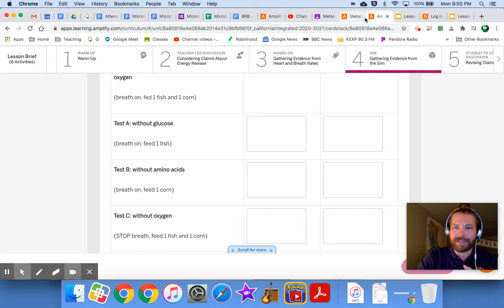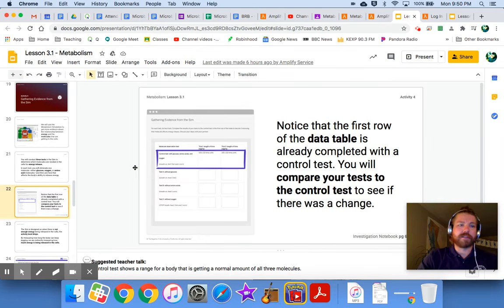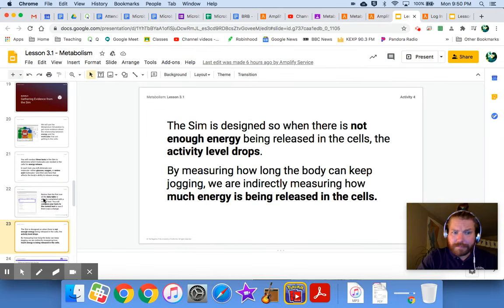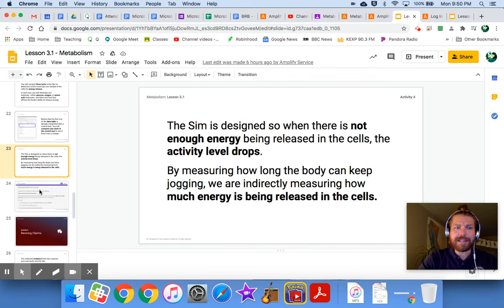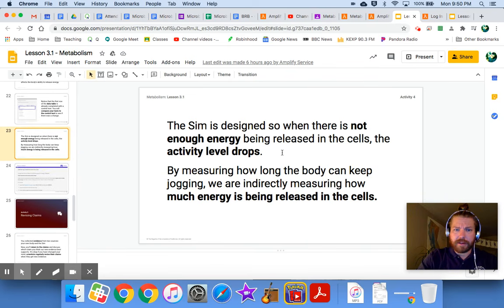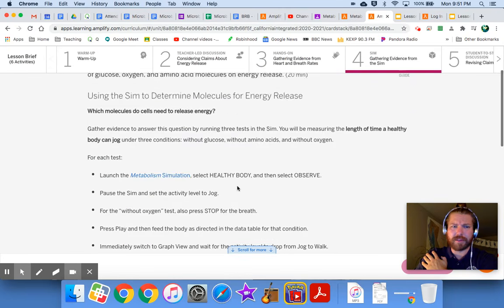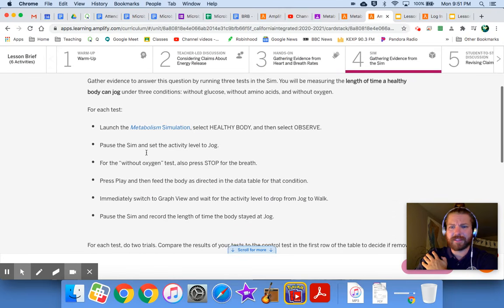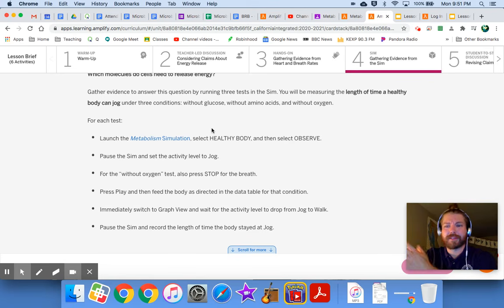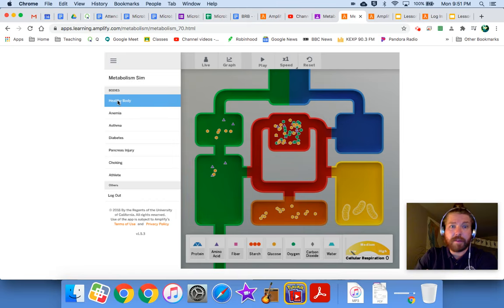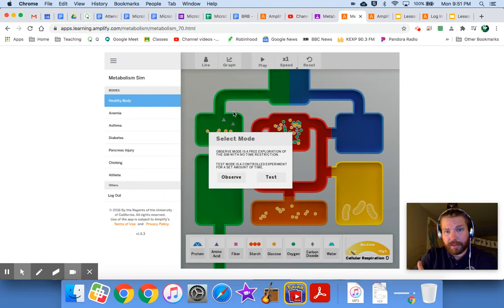So let's look at the directions really quick, because it's important to do it right. Let's see, not enough energy. Okay, let me walk through these with you, because a lot of people are going to look at all that and say, okay, skip. Don't skip. We always want to read the directions. So for each test, launch the metabolism simulation. Select healthy body and select observe. Well, I have it up right here for us. Healthy body, boom. Yes, reload, observe.